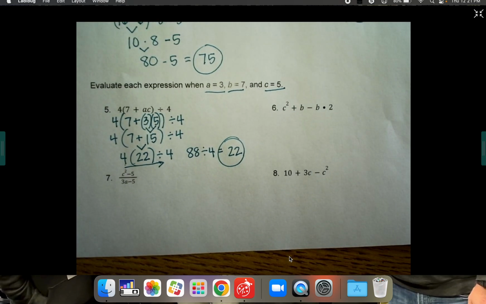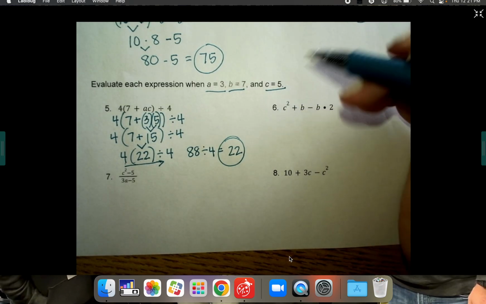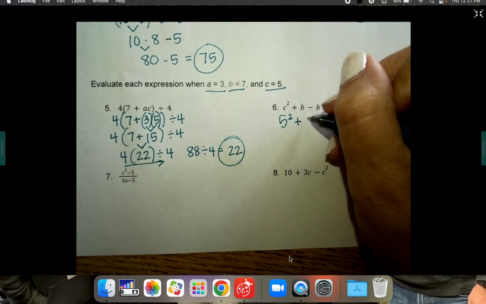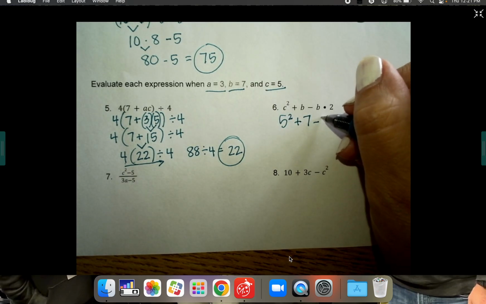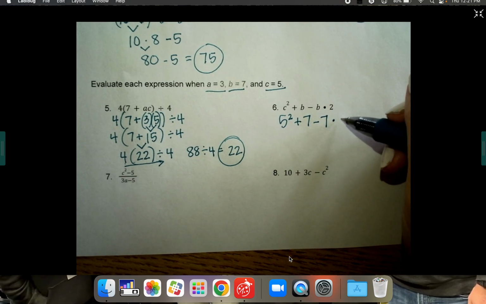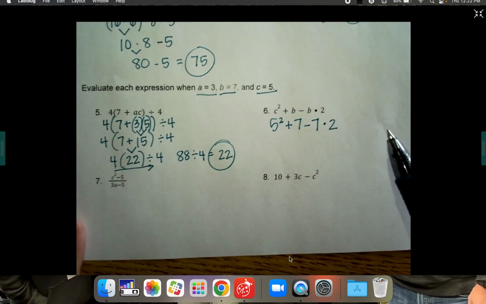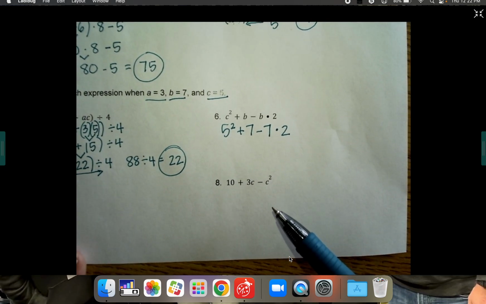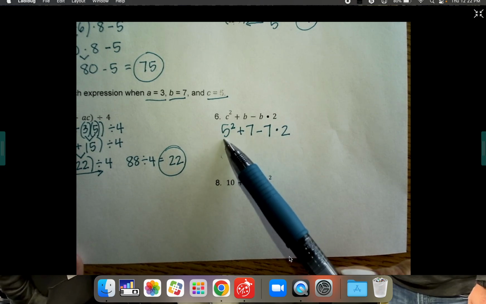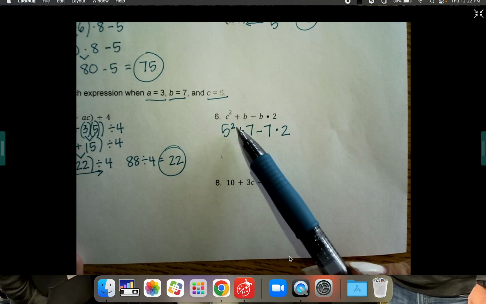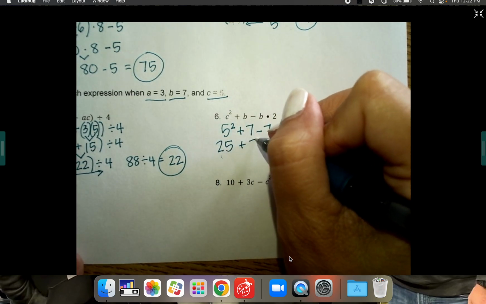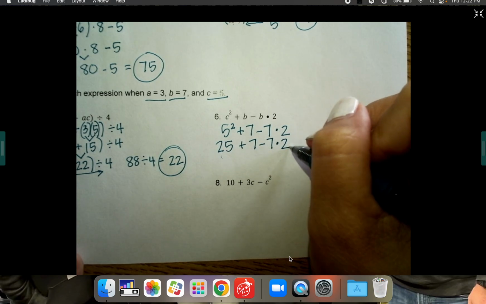Okay, number 6. C squared. C, remember, is 5. So that's saying 5 squared plus B, which is 7, minus B, which is 7, times 2. All right, there's no grouping in this one. There's no parentheses or fractions. So we're going to skip the G, and we're going to go on to E, which is exponents. 5 squared is an exponent. 5 times itself twice. 5 times 5 is 25. Plus 7 minus 7 times 2.